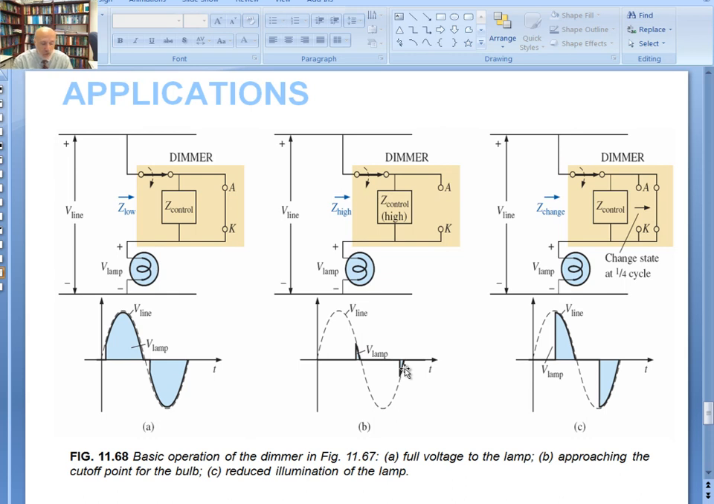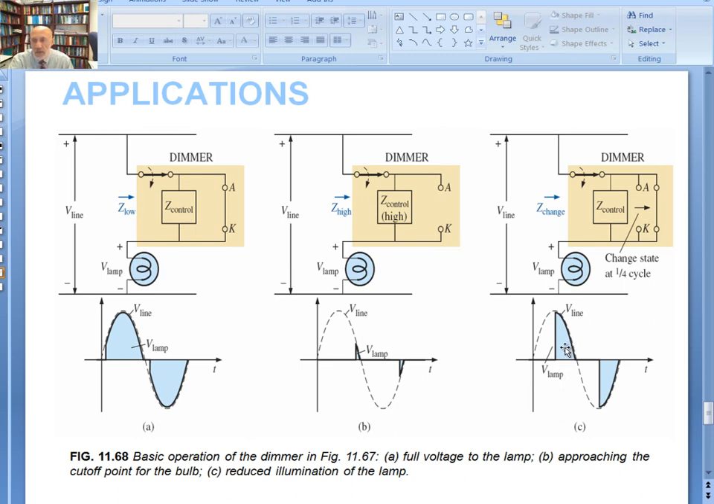For example, if the controller network has a very high impedance, which is open circuited through half of the cycle, in this case right here, then the voltage across the lamp will be 0 during that half, and the brightness will be less than at full voltage. This is a non-linear relationship because of the power dissipation. There is also a very small lag, due to the signal that's coming in later across the light bulb.